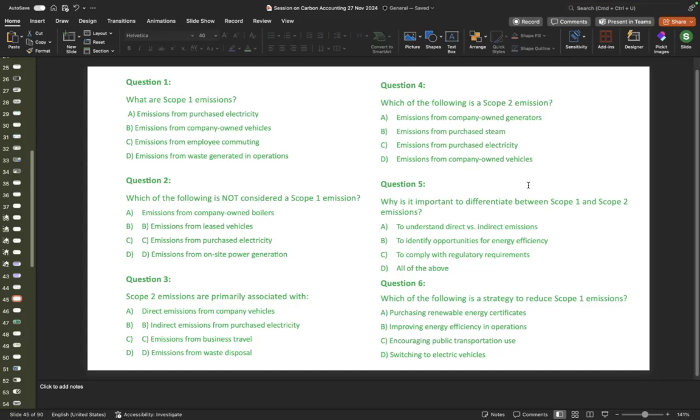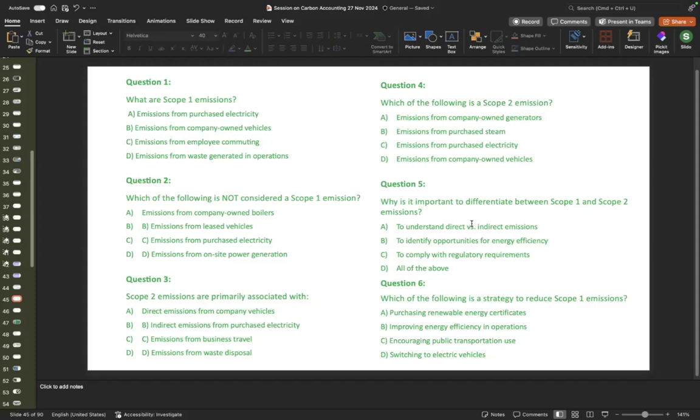Question number 5. Pick. Why is it important to differentiate? All of the above. Absolutely. यहाँ पे all 3 answers correct हैं. Question number 6. Which of the following?